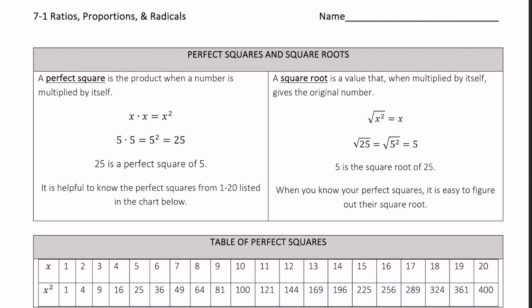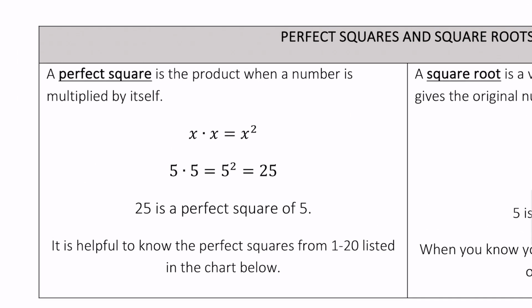Now what we're going to do is we're going to flip to the back side of the notes. We're going to learn how to simplify radicals. Now before we do that, we need to talk about perfect squares and square roots. A perfect square is the product when a number is multiplied by itself.